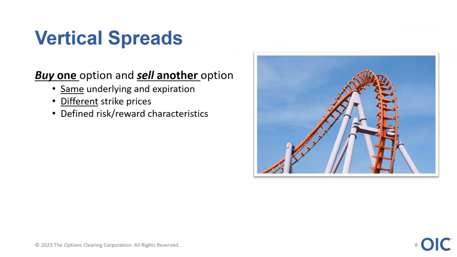Now, why do they have defined risk and reward characteristics? The reason why is because you are buying and selling one option against another. That's where the defined part of this risk comes from. In essence, what you're doing is using one option trade to balance the other option trade. And as long as those option trades are in balance in whichever way you would like them to be, then that trade in and of itself represents the way that you want to manage the risk.